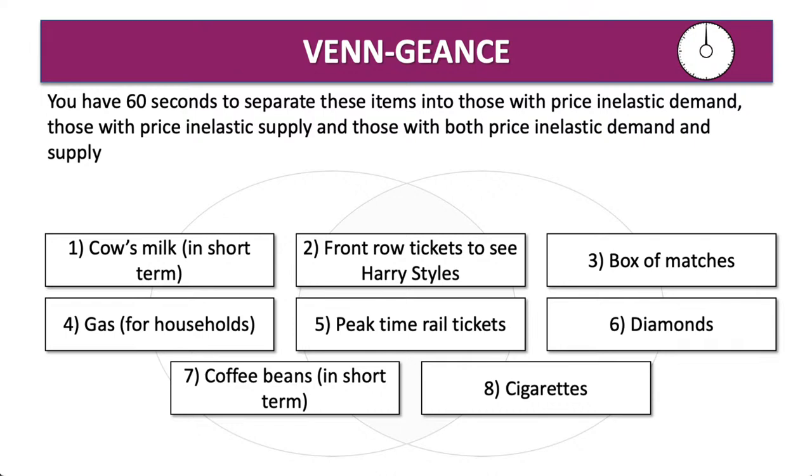front row tickets to see Harry Styles, box of matches, gas for households, peak time rail tickets, diamonds, coffee beans in the short term, and there's a question on coffee beans for those for Edexcel students that appeared in last year's paper, looking at price changes. And finally, we've got cigarettes. So you've got 60 seconds to separate them out, starting from now. So in the chat, if you just want to write price inelastic demand and then put the numbers, that would be absolutely wonderful. Similar for price inelastic supply, and those that you think have got both, simply under the label both.